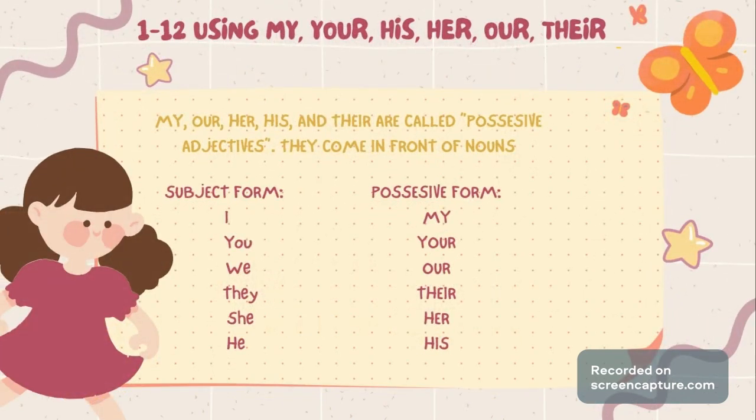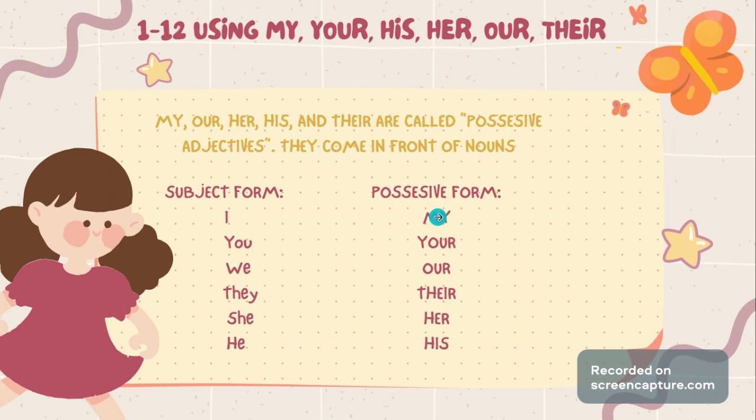And next, using my, your, his, her, our, their. So, these words are called possessive adjectives. They come in front of nouns. I will give you the list.